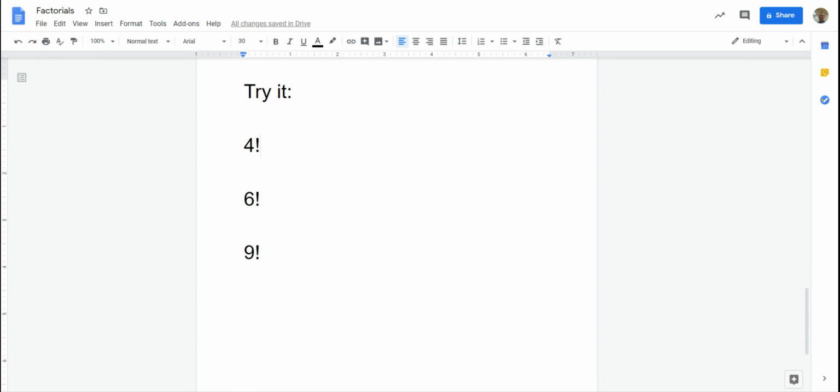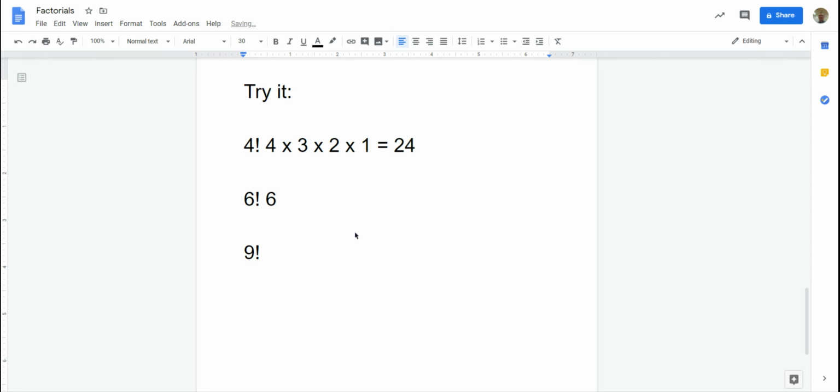So let's go ahead and try a few. If I had to do 4 factorial, that's going to be 4 times 3 times 2 times 1. 4 times 3 is 12. 12 times 2 is 24. 24 times 1 is 24. Hey, that wasn't too bad.